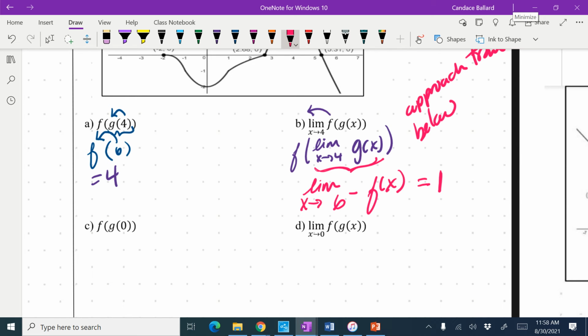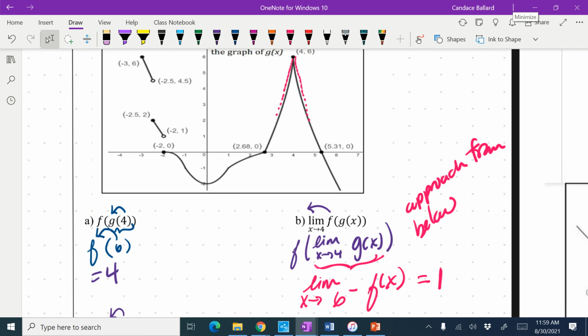All right. Let's take a look at C. Okay. So I'm going to take 0 and plug it into where? G. Okay, so here's my G. I'm looking at it from the left. I'm looking at it from the right. What's my Y value? -2.